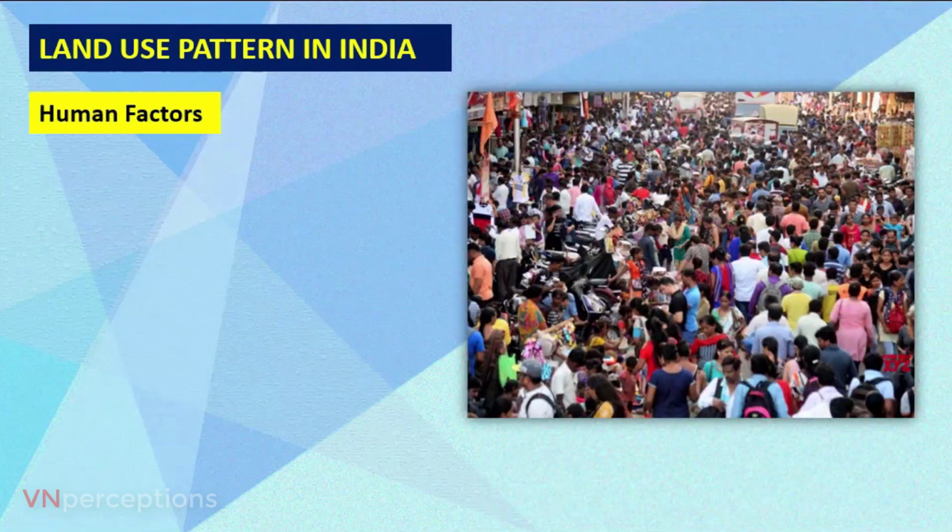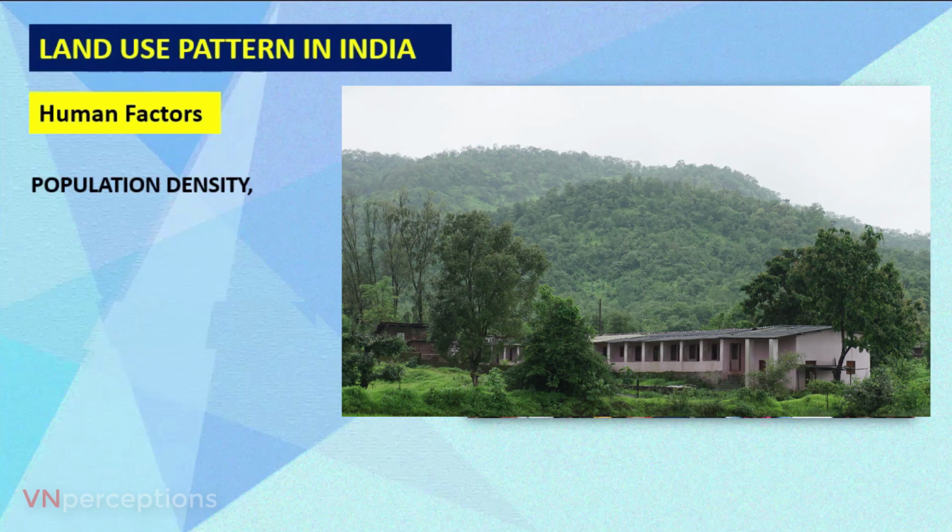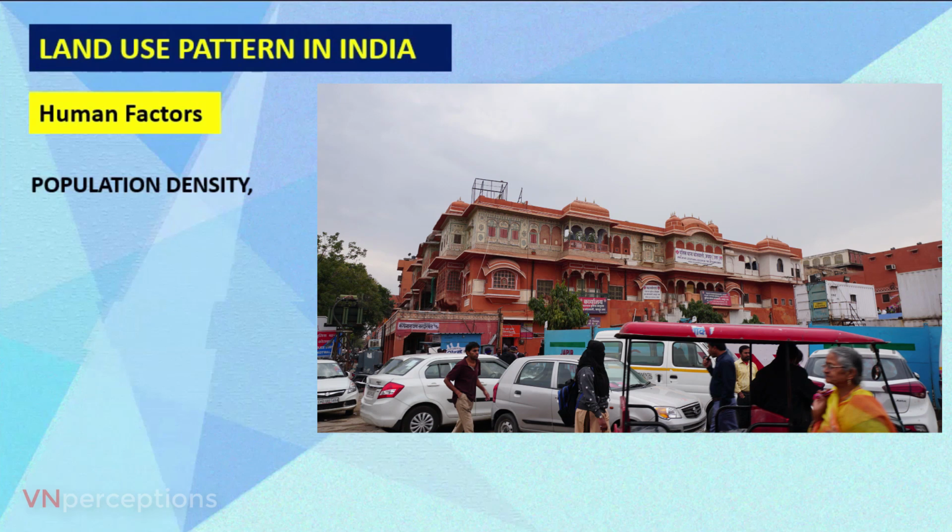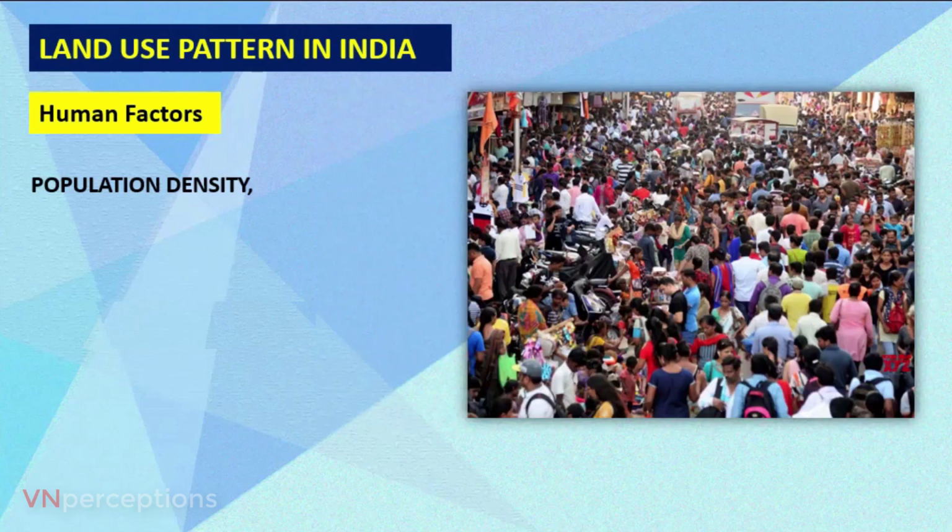The next factor is the human factors that influence the land use. The human factor includes, one is population density. Different parts of the country have different densities of population. If you see the mountainous areas, the density is less. Cities, the density is high. And the plateau areas, the density is moderate.